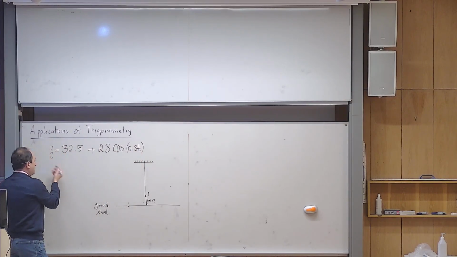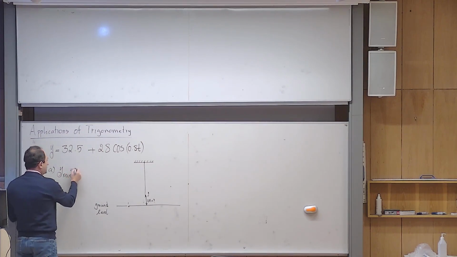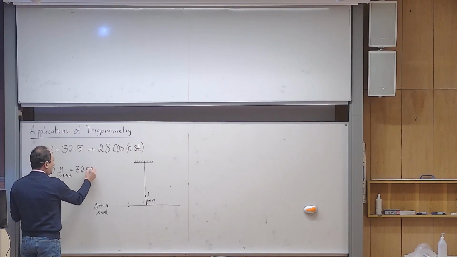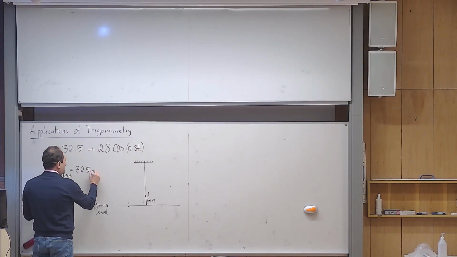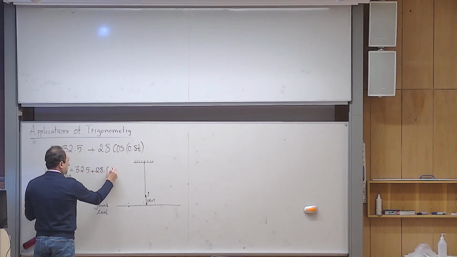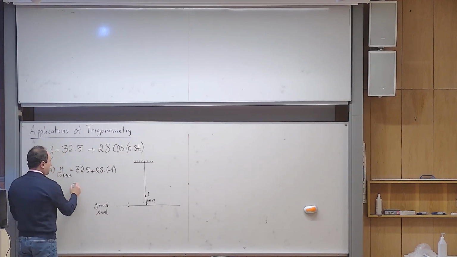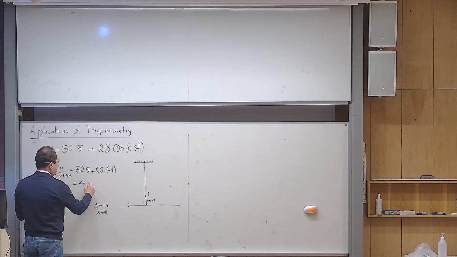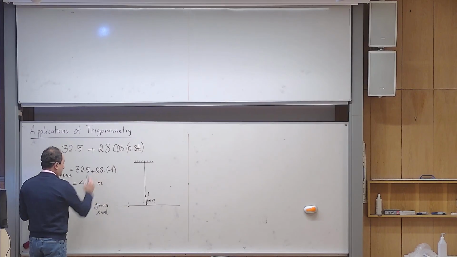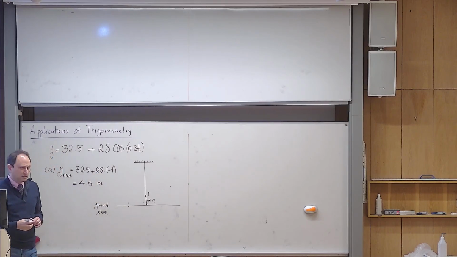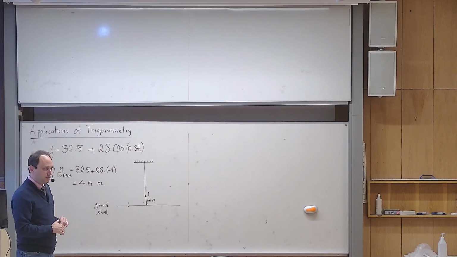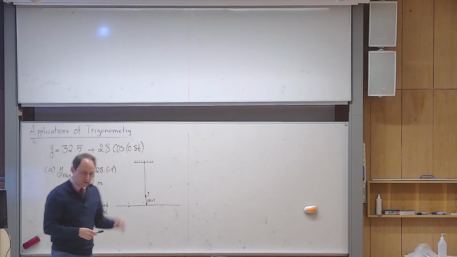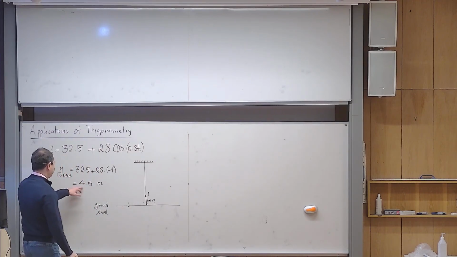Minus 1. So I would say that part A of the question, indirectly, they are asking you to find the y minimum. So this would be 32.5 plus 28 multiplied by minus 1. And then if you calculate that, it becomes 4.5 meters, yes? And can you check the answer? Okay, so this is 4.5.